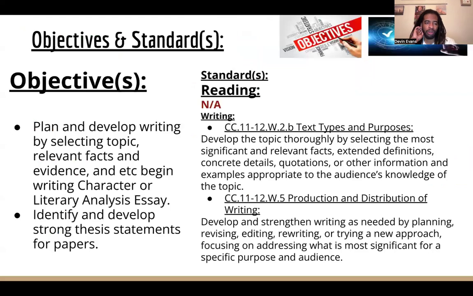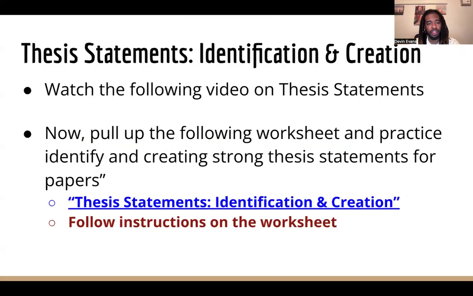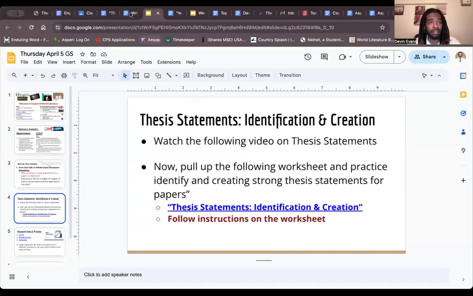So I want to start with this one. This is going to be listed under developing your writing and making it stronger. Your thesis statement, when we get to it in a minute, can be simple or be strong, and I want you all to write stronger thesis statements for your papers. So I'm going to make this under the standard of production and distribution of writing. Okay, let's start with this right here. I'm going to go to this worksheet and begin talking about this topic.